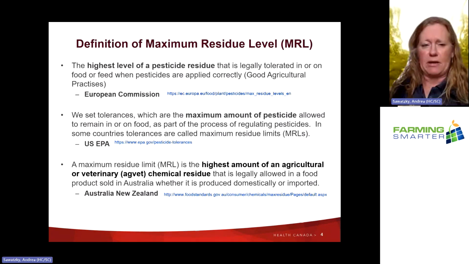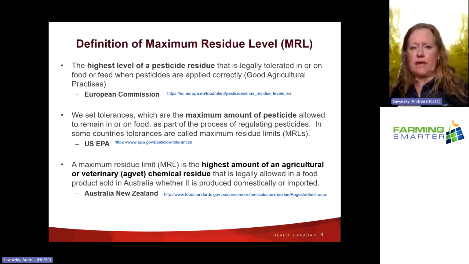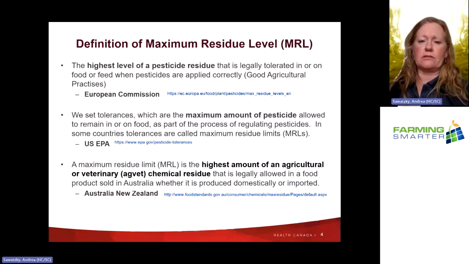Now, the U.S. Environmental Protection Agency doesn't call it a maximum residue limit. They call it a tolerance. They set tolerances, which are the maximum amount of pesticide allowed to remain in or on food as part of the process of regulating pesticides. So here they're saying in some countries, tolerances are called maximum residue limits.